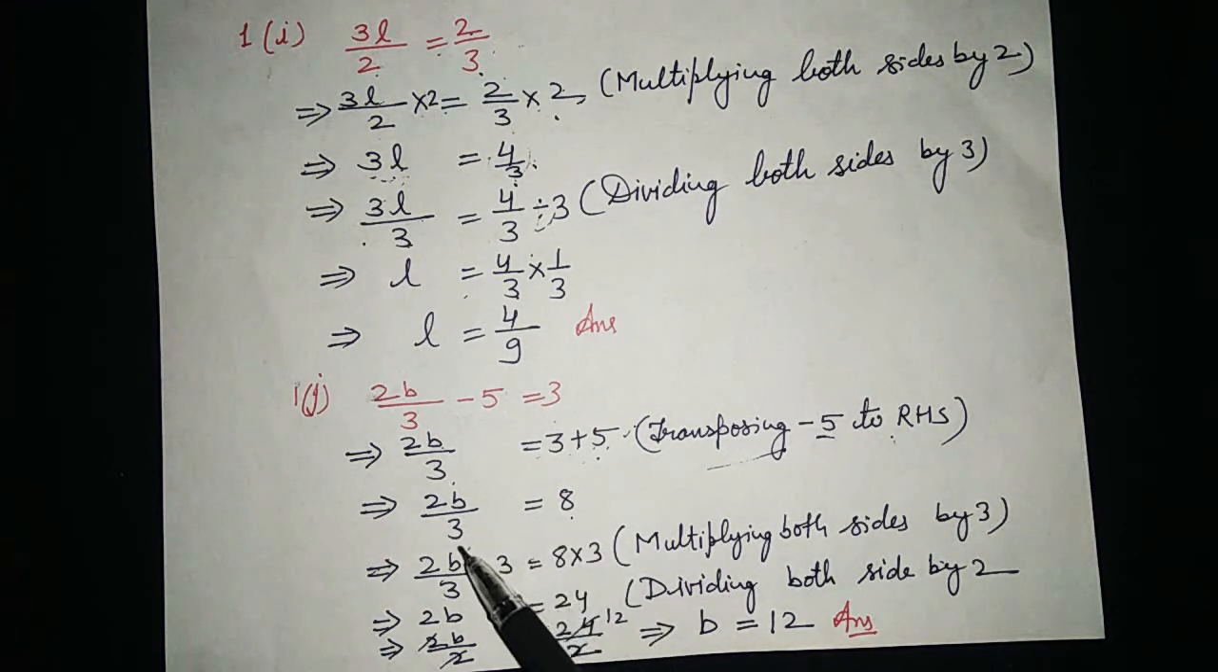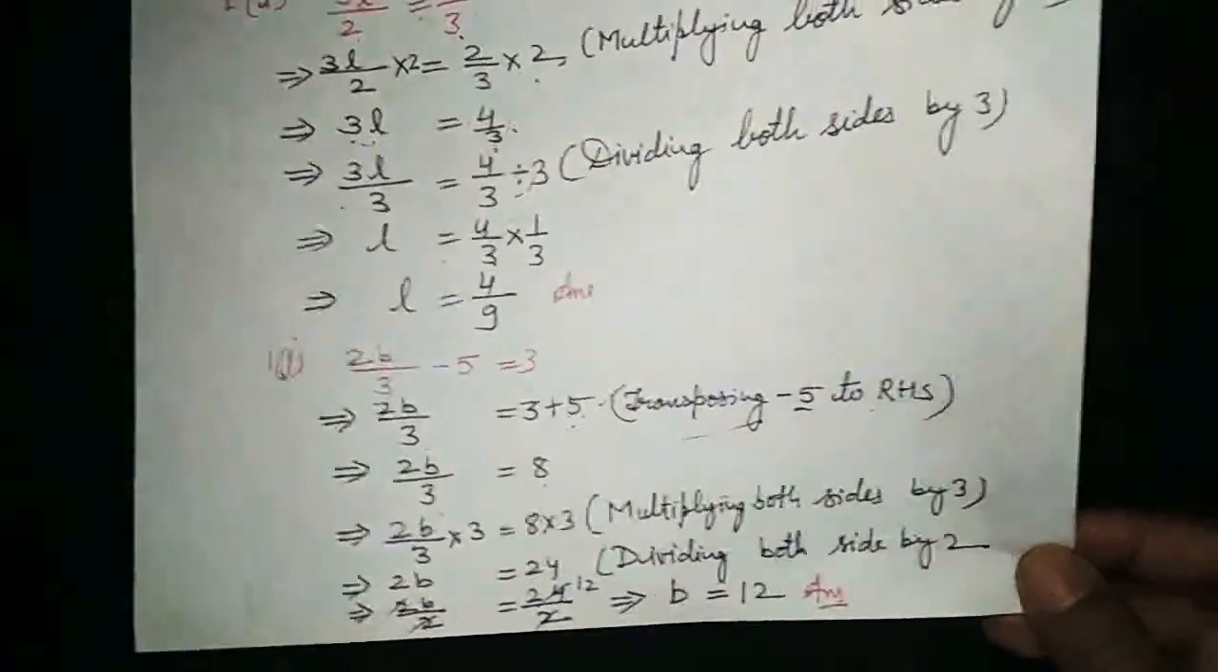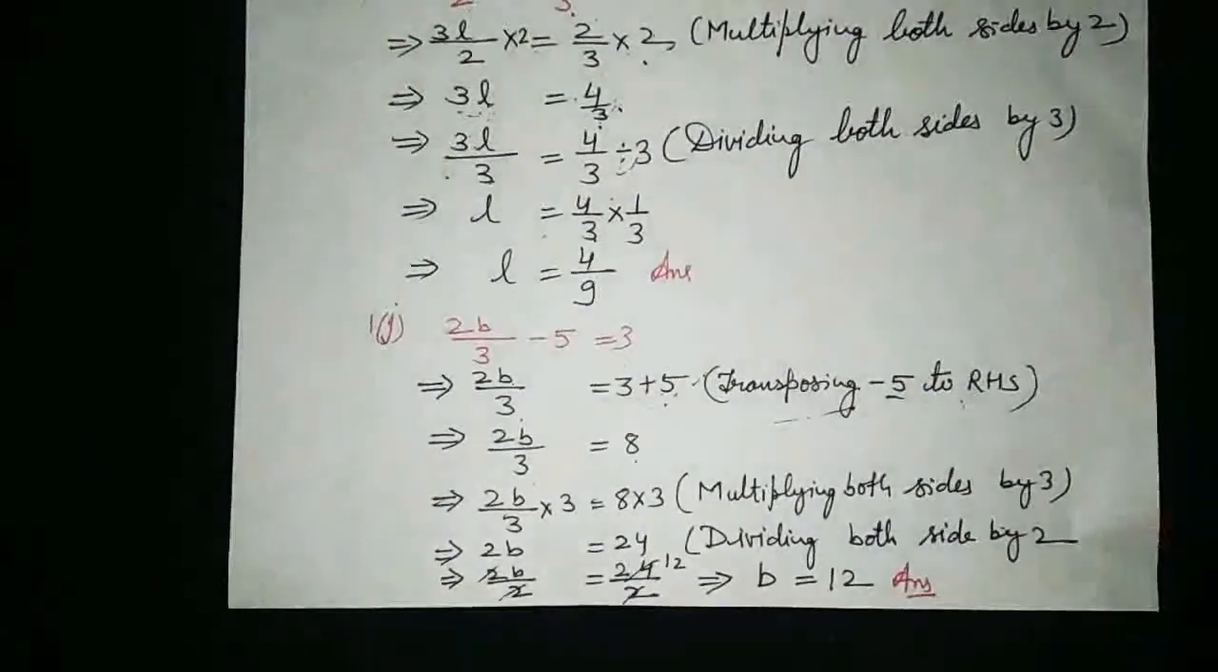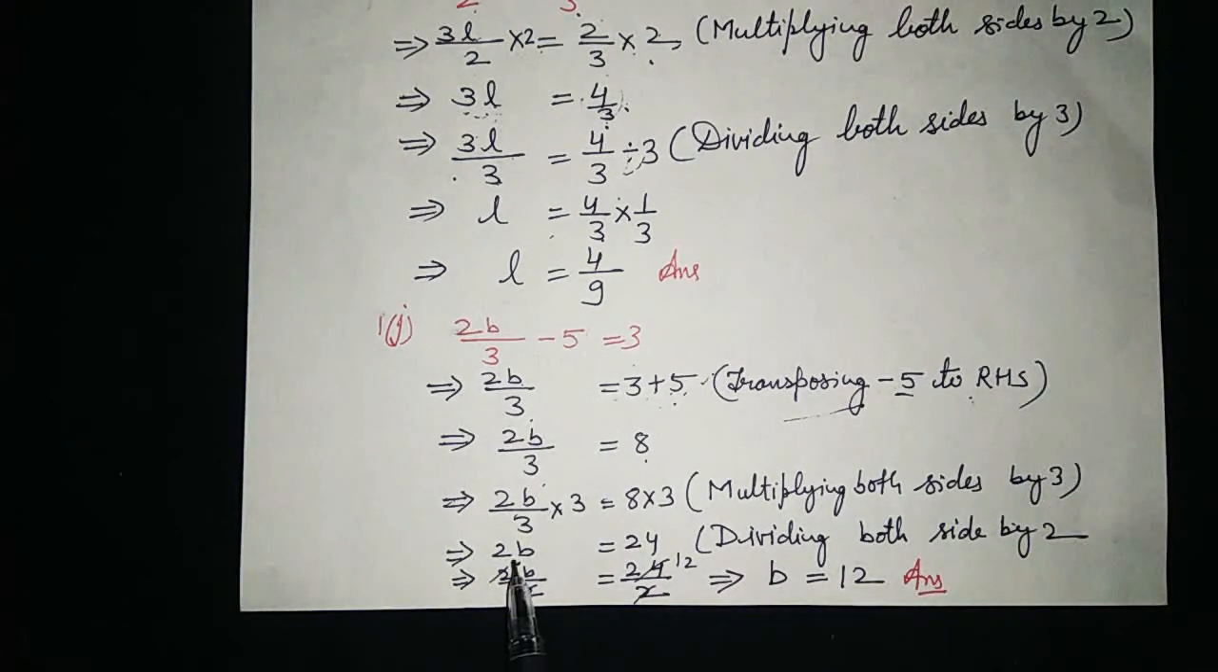Now here 3 we have to eliminate. So what we will do? Both the sides we will multiply by 3. If we multiply both the sides by 3, then 3 × 1 is 3, 3 × 1 is 3, and here 2b will come is equals to 8 × 3 is 24. Now 2b is equals to 24.